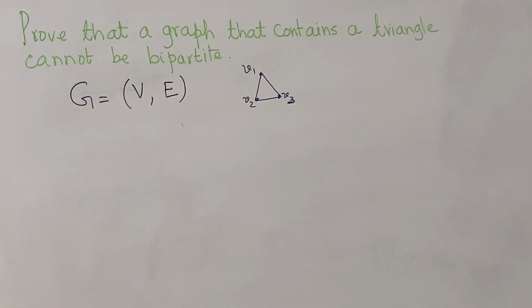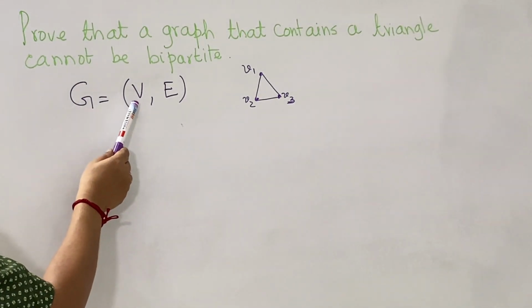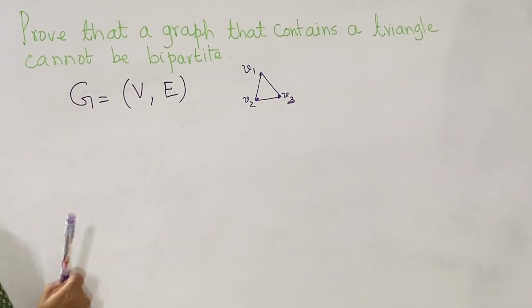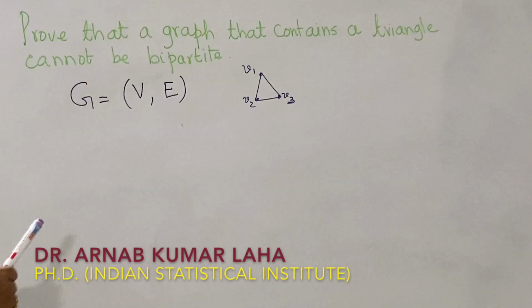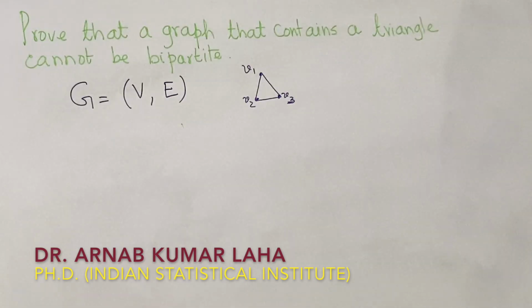In this edition, we are going to prove this result, which says that a graph that contains a triangle cannot be bipartite. Recall that a graph G consists of two things: one, a set of vertices V, and two, a set of edges. An edge is an unordered doubleton of two vertices.